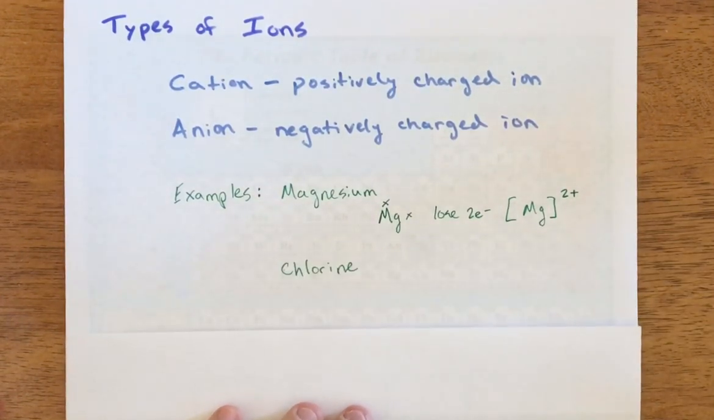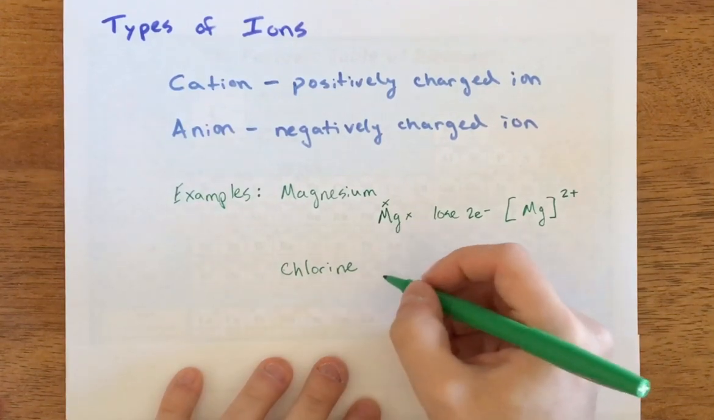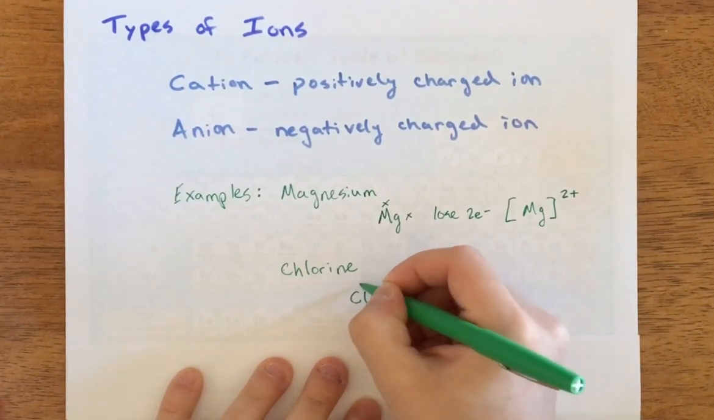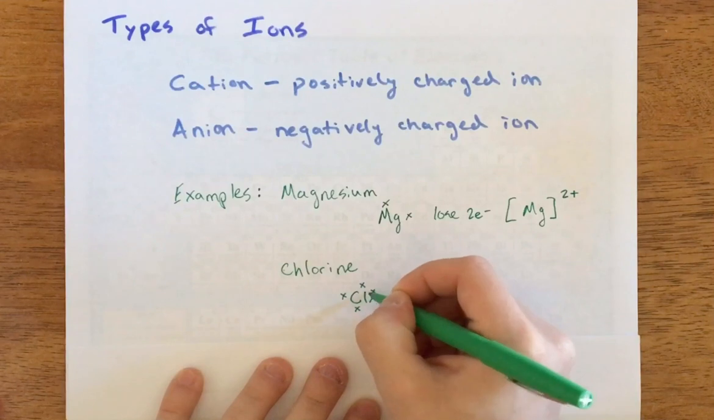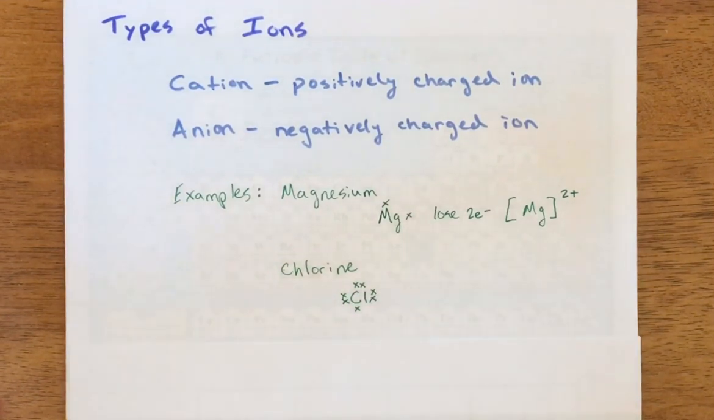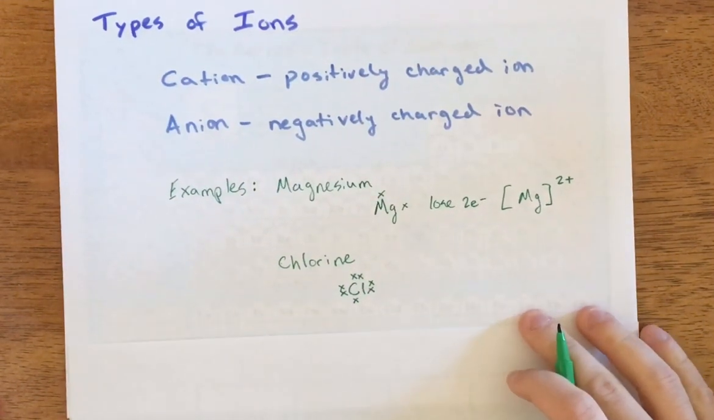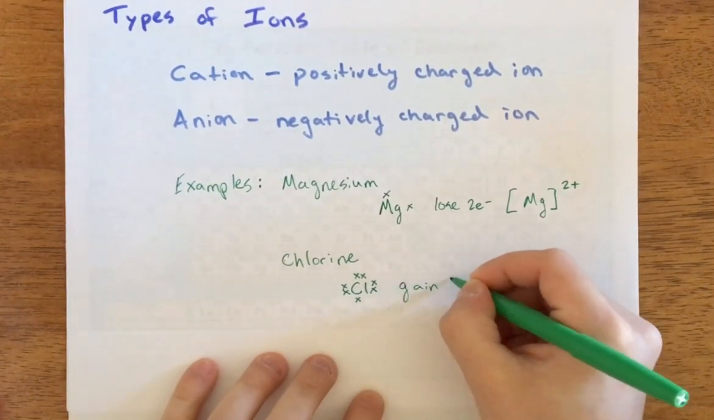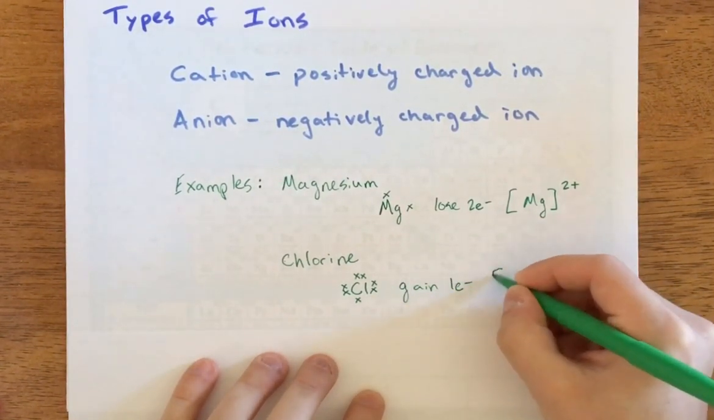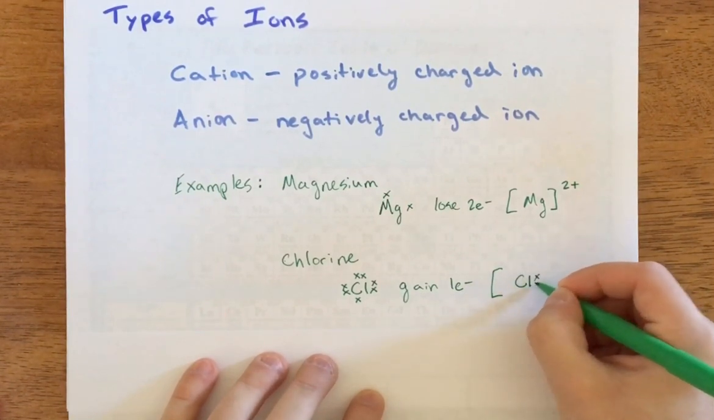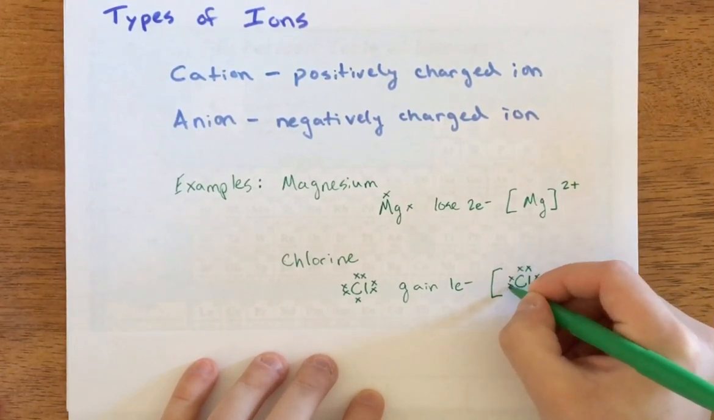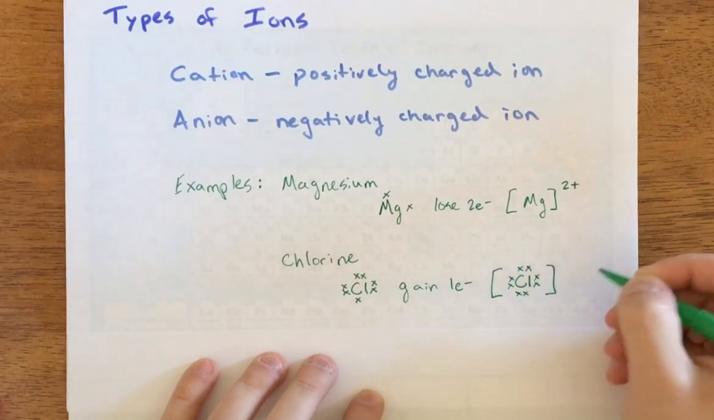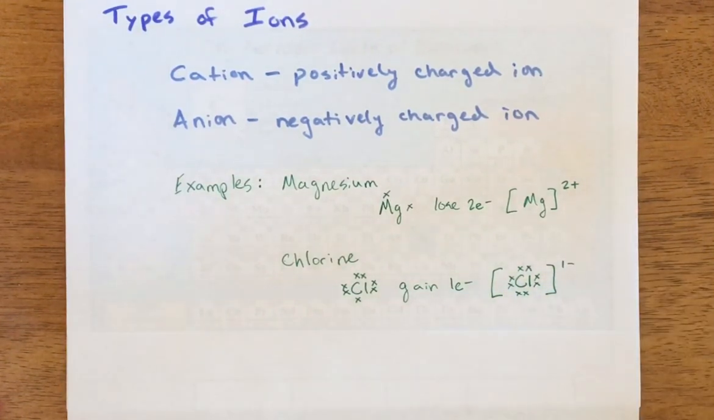And another quick example is chlorine. Chlorine is in the halogen column, which means it has 1, 2, 3, 4, 5, 6, 7 electrons. It only needs to gain 1. That means once it gains 1 electron, it has a full octet and now has a charge of 1 minus. You could also just put 1 negative sign there and that would be fine.